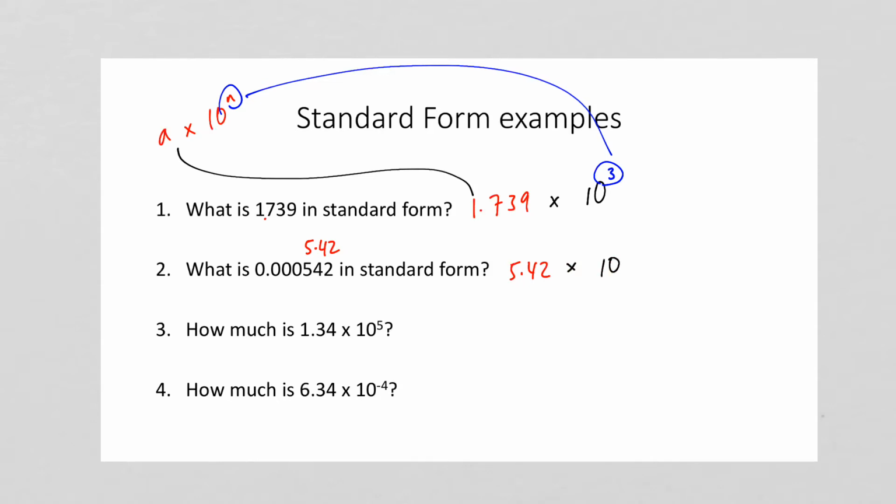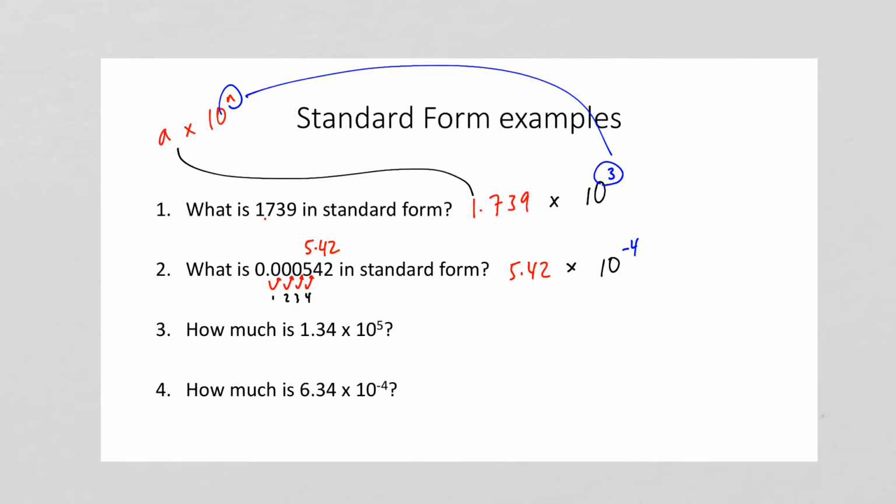This time we're going to have a negative number for n. And how many are we going to have? Well, we move the decimal place 1, 2, 3, 4 times. So it's going to be 10 to the negative 4. And I'll do that in blue just like last time. 5.42 times 10 to the negative 4. Why negative 4? Because I moved it 1, 2, 3, 4 times to the right.